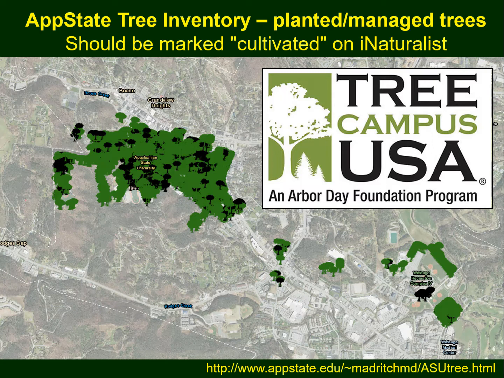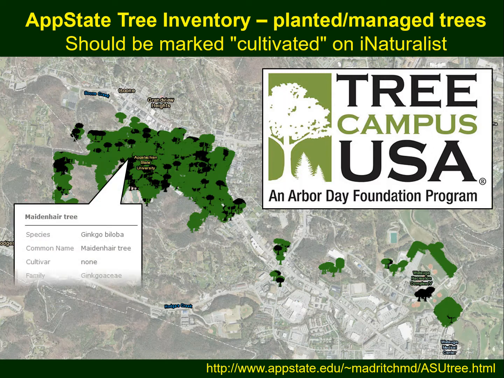We actually have a really nice resource for that because we are a tree campus. There is an annotated tree inventory for the campus areas. You can find this by searching for AppState tree inventory online, and you'll get to this site where you can look at a map of the trees that have been planted on campus. If you zoom in and click on these trees, it will tell you actually what tree it is. So this is a really nice resource if you want to learn tree identifications, but just keep in mind that the trees that are identified in this tree inventory are the managed or planted trees on campus. So all of these should be marked cultivated if you make observations of them for iNaturalist.